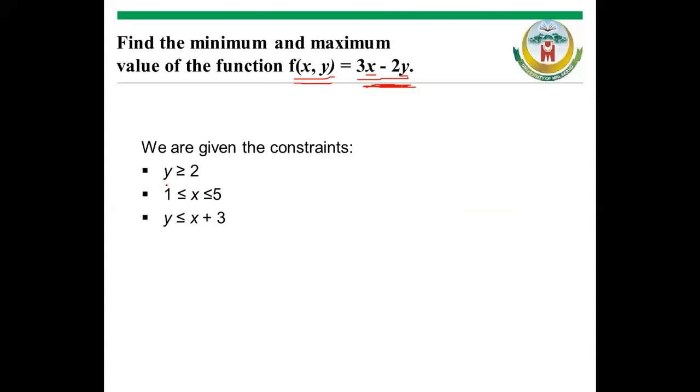So these are the constraints: y should be greater or equal to 2, x should be between 1 and 5, and y should be less than x plus 3. Okay, so these are the constraints. So we have three things: these constraints, this objective function, and these decision variables.